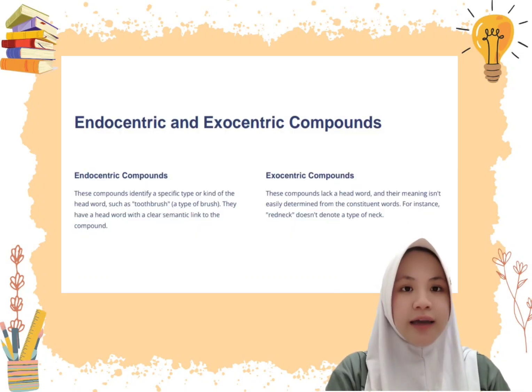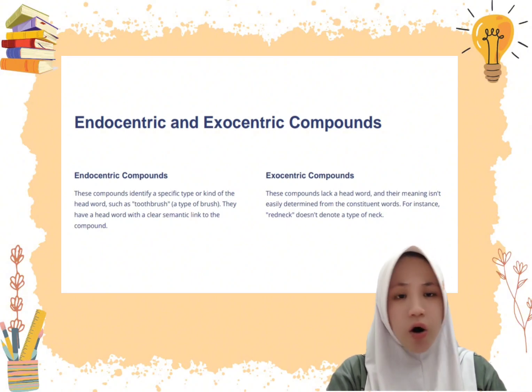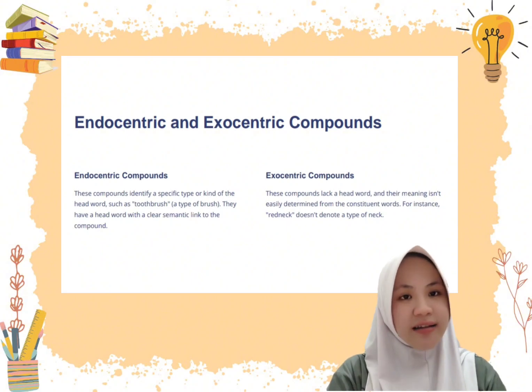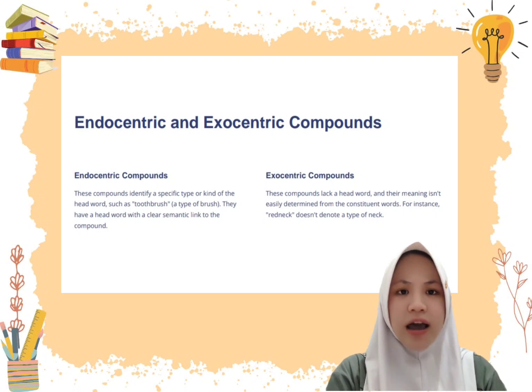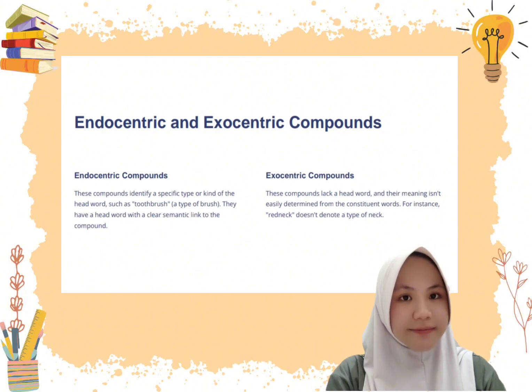Slide 4. Endocentric and exocentric compounds. Compounds can be endocentric or exocentric. Endocentric compounds like toothbrush have a clear head word related to the compound's meaning. Exocentric compounds like redneck don't have a head word, and their meaning is not obvious from the parts.